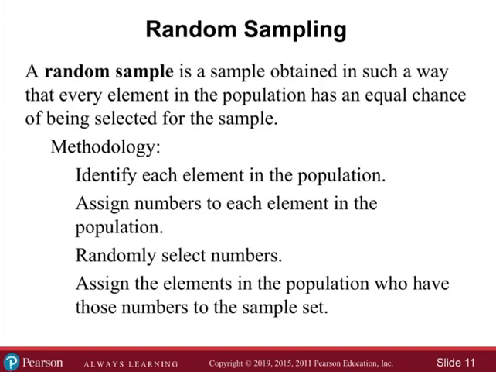Methodology: identify each element in the population. Assign numbers to each element in the population. Randomly select numbers, and assign the elements in the population who have those numbers to the sample set. So this is how we conduct a random sample. We identify the elements in the population, and then we give each element a number. Then we randomly select numbers, and we pull those elements with the corresponding numbers. So that's called a random sample.